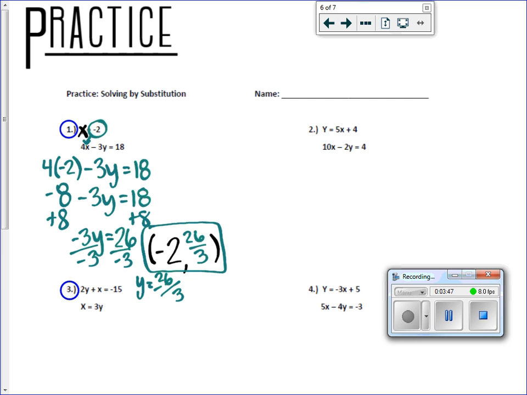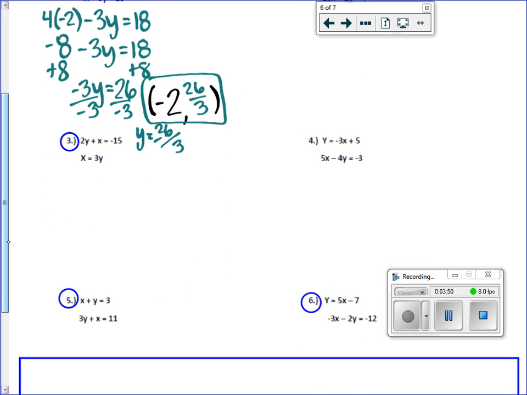Now we're going to move on to a little bit more intensity. So we're going to go down to number 3. So on number 3, to be able to do substitution, we need one side to be either x equals or y equals. We have that. In this second equation, it says that x equals 3y. So whatever that letter is by itself, that is going to get replaced in the other equation. So instead of x up there, we're going to put in a 3y. So that makes this 2y plus 3y equals negative 15.